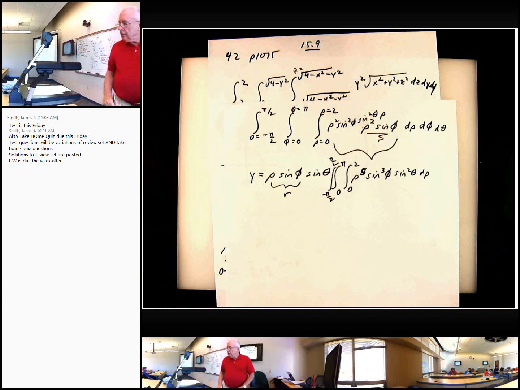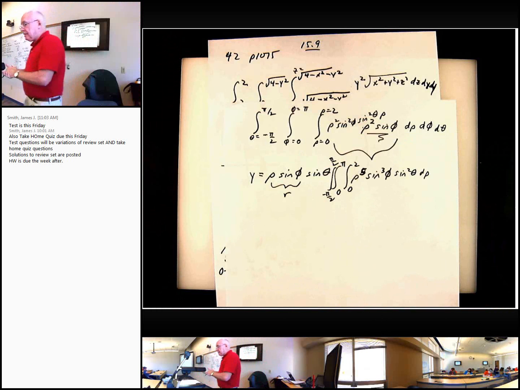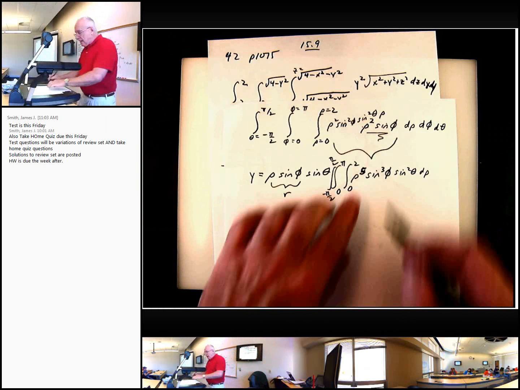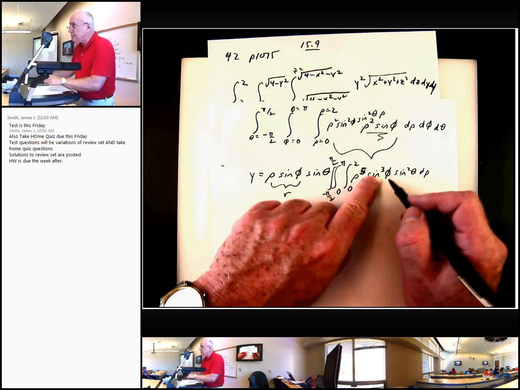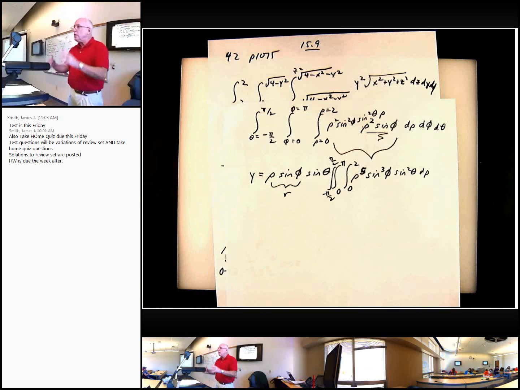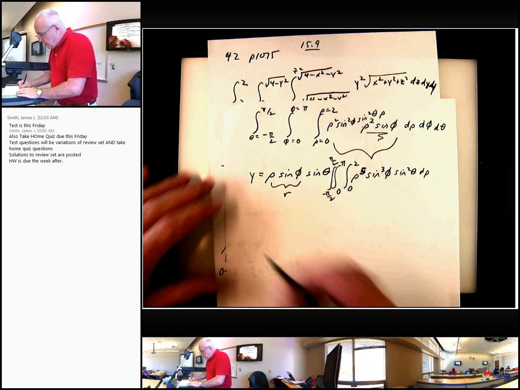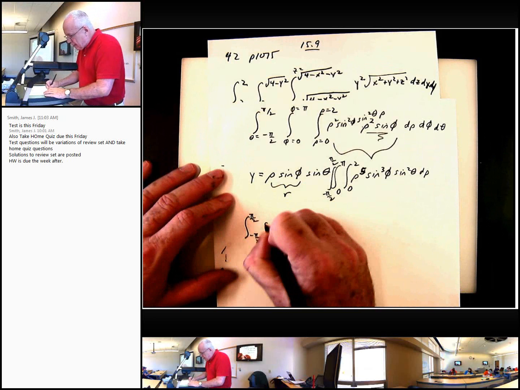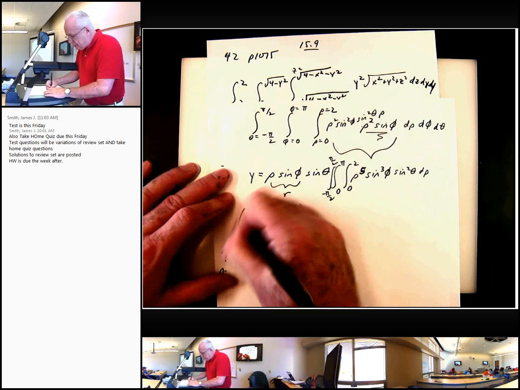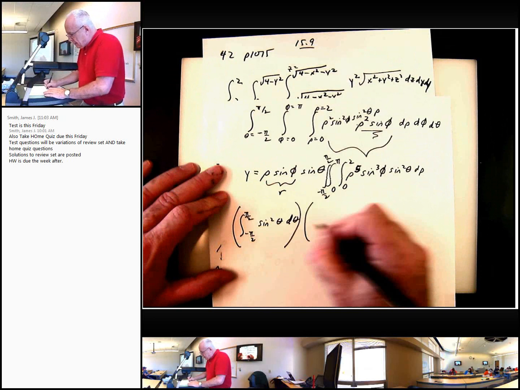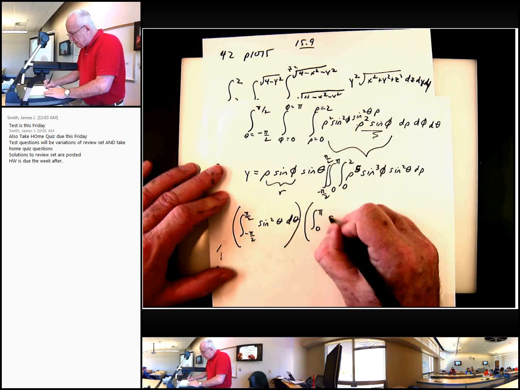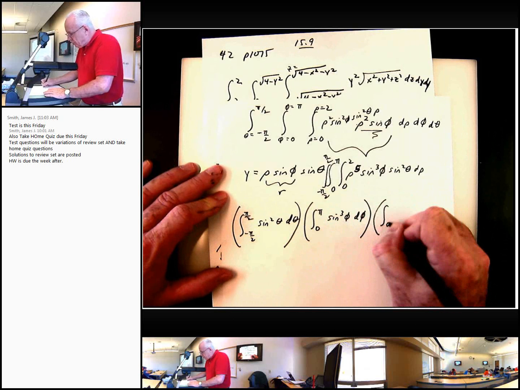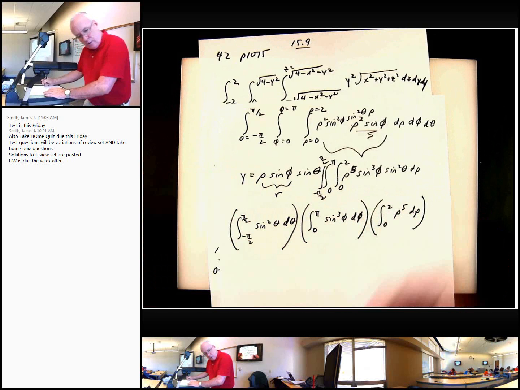All right. So Cassandra is asking, can I split this thing up? And I can. As long as my limits of integration here are just plain numbers, I can get the theta stuff together, the phi stuff together, and the rho stuff together as 3 single integrals. So what would this be? Let's do the theta stuff, minus pi over 2 to pi over 2 sine squared theta d theta. That's my first one. My phi stuff is going to be from 0 to pi of sine cubed of phi d phi. And my rho stuff is 0 to 2 rho to the 5th d rho. All right.